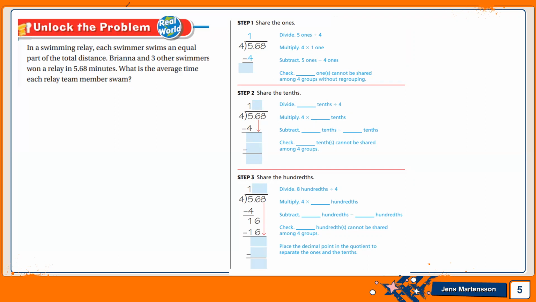Now, every time you see a relay, that's when you have to share. You have to share. That means you have to divide. If I ask you how many something or how much something each one gets, remember that you have to divide. So now you have to divide 5.68 by, they are 3 swimmers and Brianna. So how many swimmers are they? 4. We said 3 and Brianna, so they are 4.